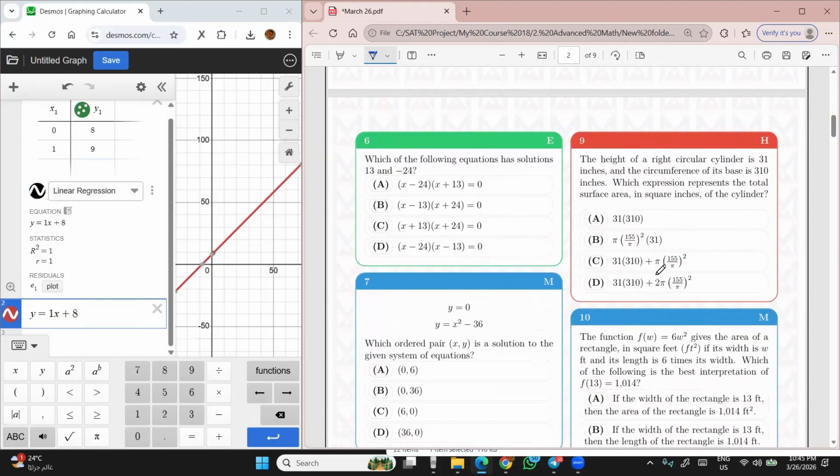Question number 6. Which of the following equations has a solution that is 13 and negative 24?